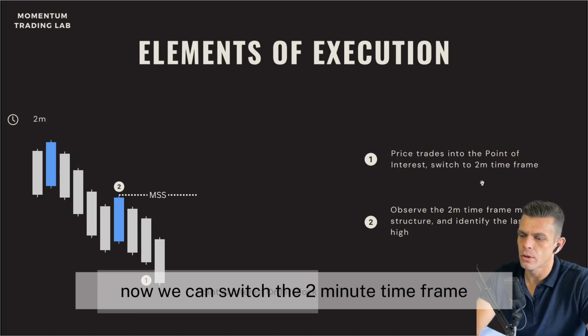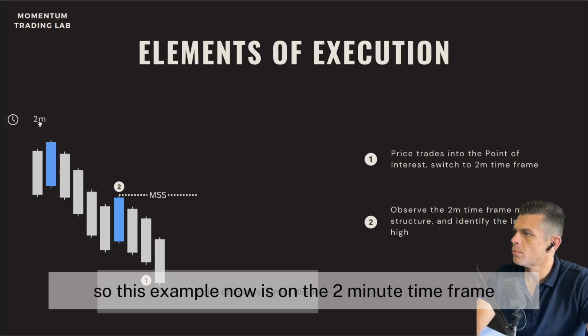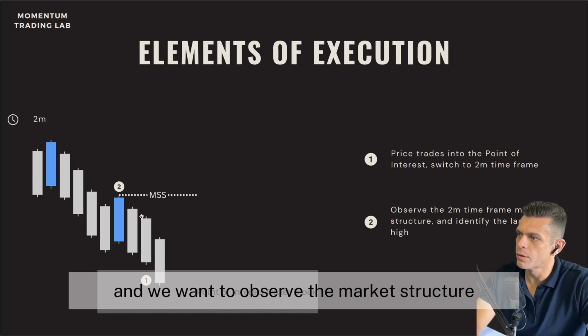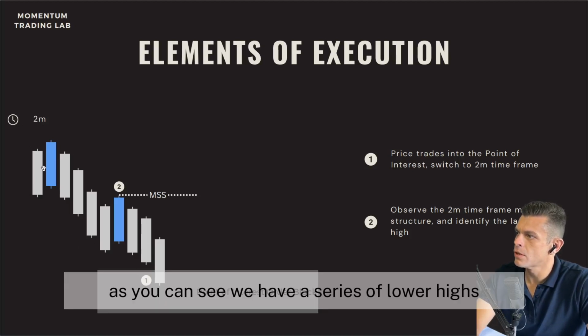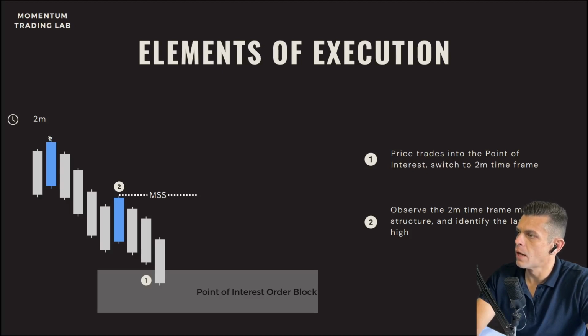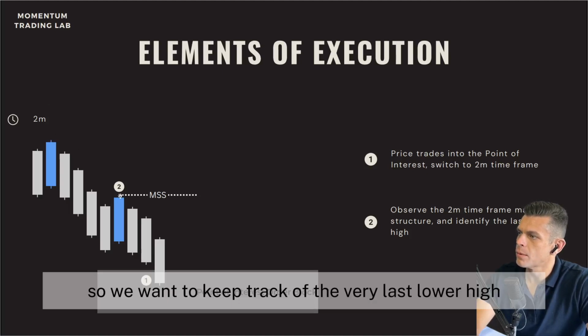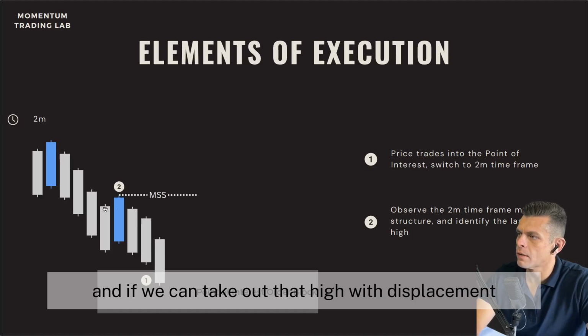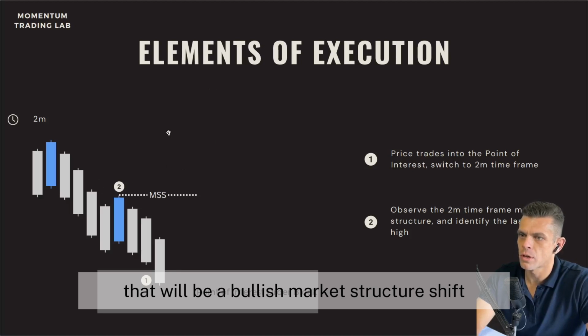Right, so price trades into our point of interest. Now we can switch to the 2-minute time frame. So this example now is on the 2-minute time frame, and we want to observe the market structure. So as you can see, we have a series of lower highs. So we want to keep track of the very last lower high. And if we can take out that high with displacement, that will be a bullish market structure shift.